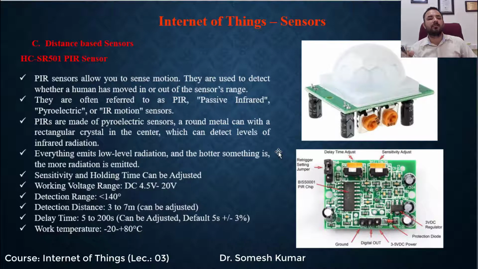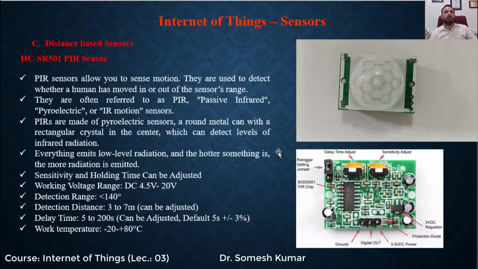Fine. So this sensor is often referred to as the PIR, passive infrared sensor. Sometimes it is also called the pyroelectric or IR motion sensor. Fine. So basically this PIR sensor is made up of a pyroelectric sensor. This is our PIR sensor. It consists of these round things. Fine. Basically every object, for example some moving object or human body, can radiate some IR waves. So these IR waves are detected by this PIR sensor.